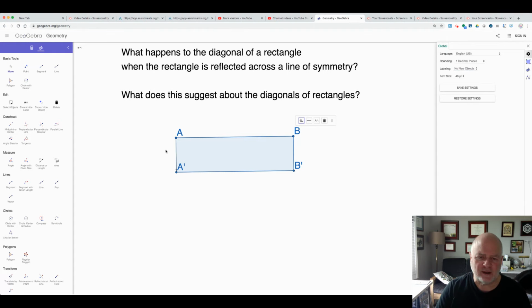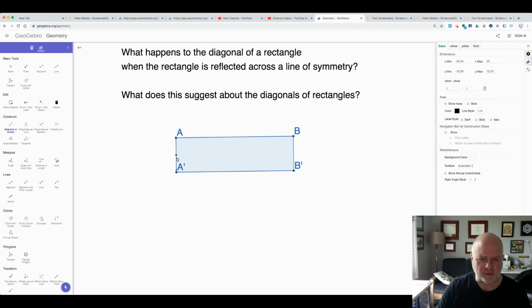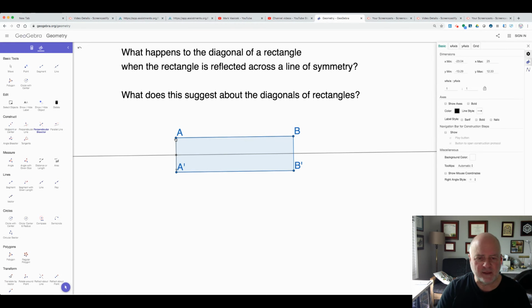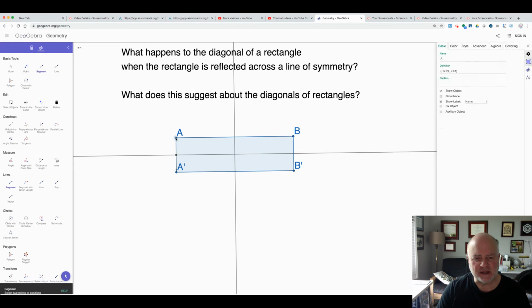To find the axis of symmetry here, I'm going to take the midpoint and draw it perpendicular. So first thing I'll do is find the midpoint using the midpoint tool. And then I'll draw a perpendicular through that midpoint. I could just use the perpendicular bisector tool. That would do the same thing. Cuts it at its midpoint. And this tool right here. And the question is, what happens when you reflect a diagonal across its axis of symmetry?